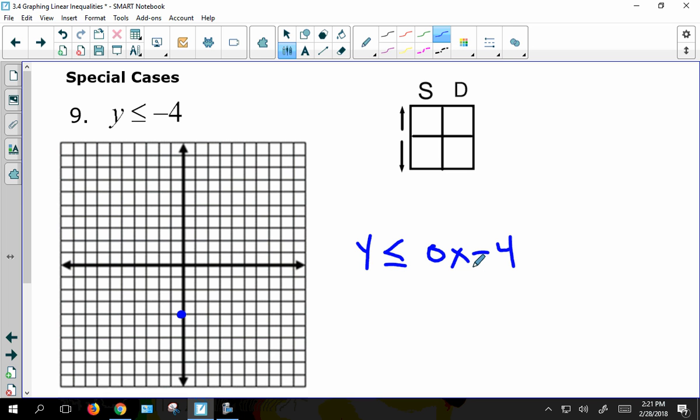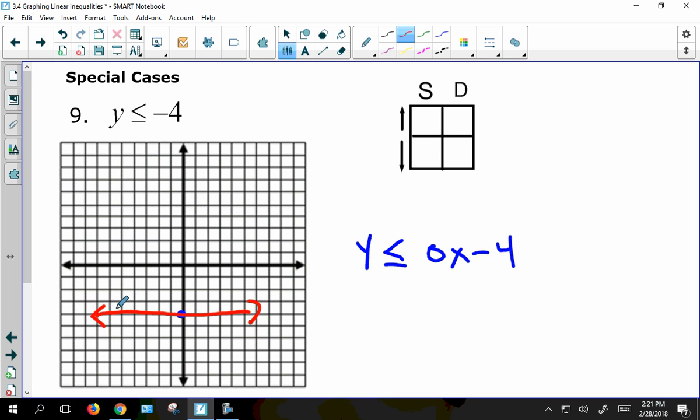How come we don't write 0x? Because 0 times x is 0. 0 minus 4 is minus 4. That's why we write it like this. So if my slope is 0, I go up 0 over 0. It's a flat line. It's like your floor. Am I going to do a solid line or dotted? Solid.